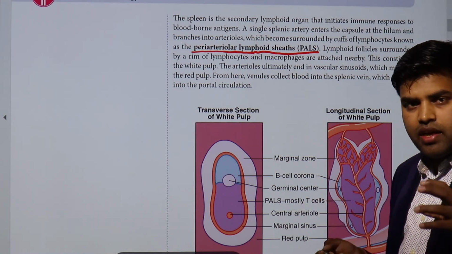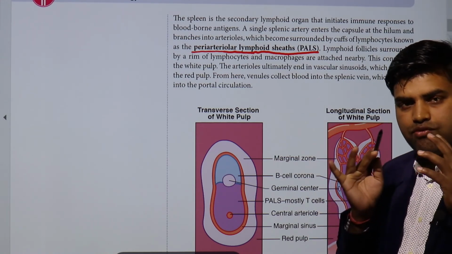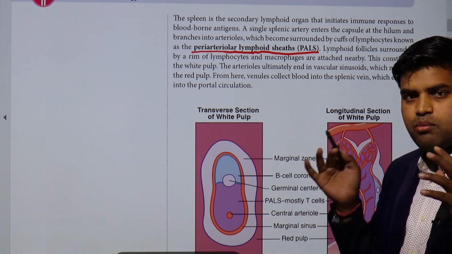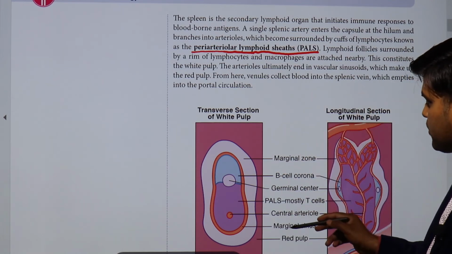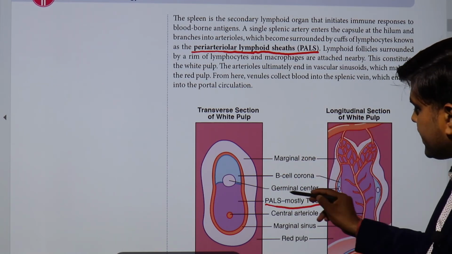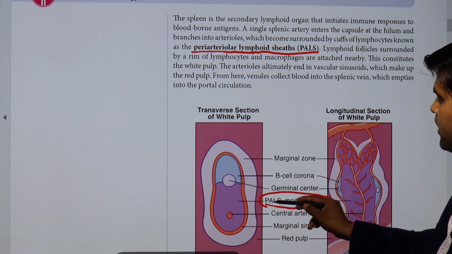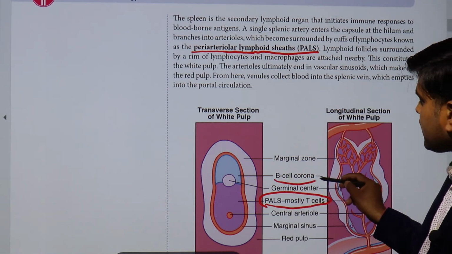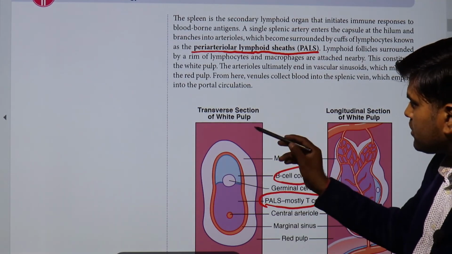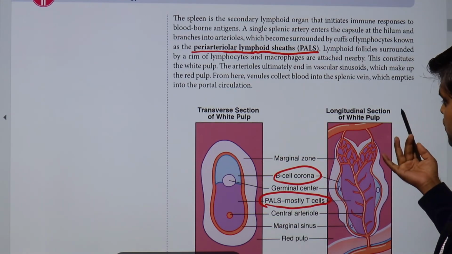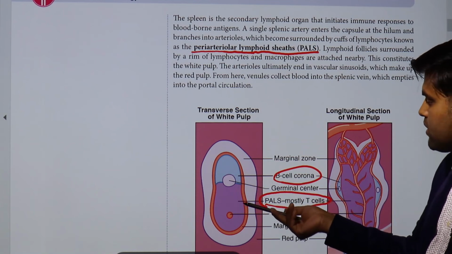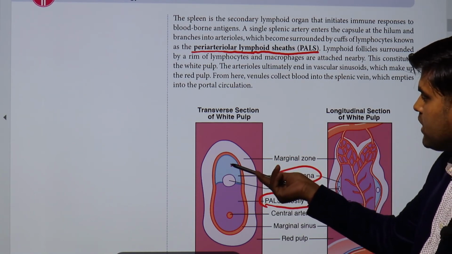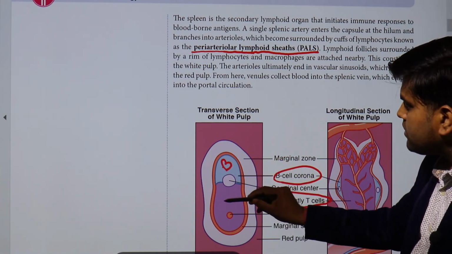So around the arterioles there is lymphoid tissue with T and B lymphocytes, mainly in the PALS, where the T lymphocytes are. So the PALS is mostly T lymphocytes, the periarterial lymphoid sheath, where the T cells are present, and the B cells are present inside the corona. This is the transverse section, and this is the longitudinal section, where we can find the places for the T cells and B cells. This is the B cell area, this is the B cell area, this is the T cell area.